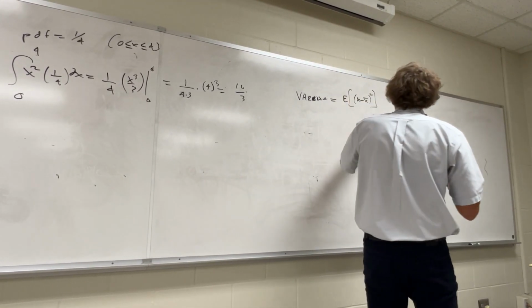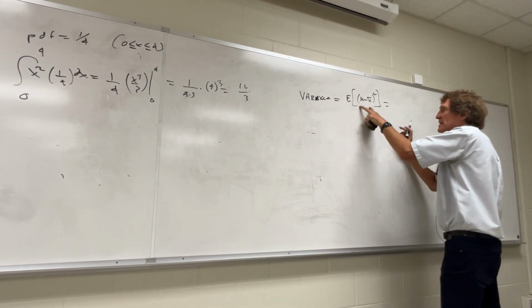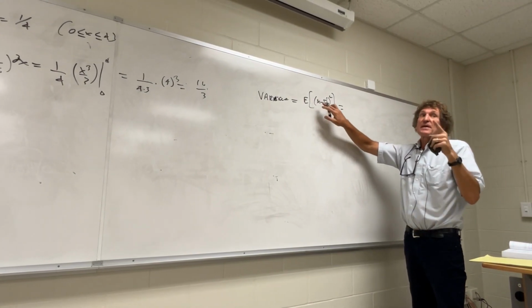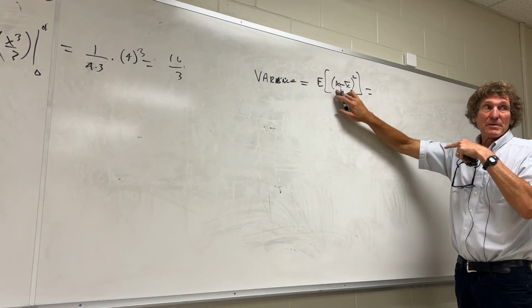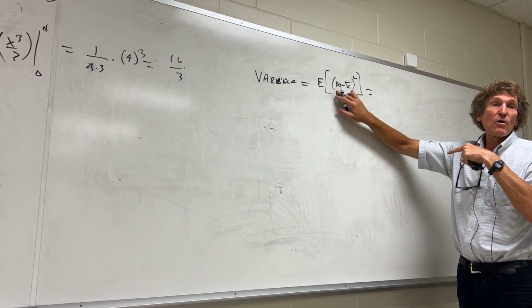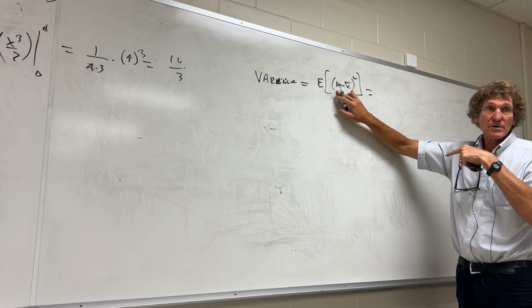Now follow me on this. Anytime you see expected value of anything in here, you take that anything and you multiply it by the PDF function and then integrate it over all possible values. Y'all with me? That's all it is.